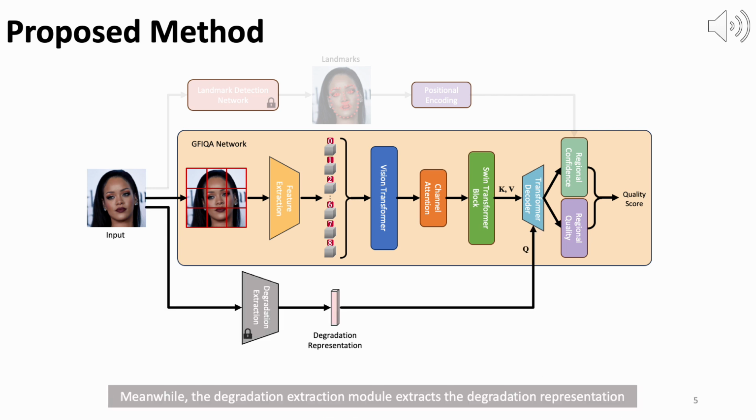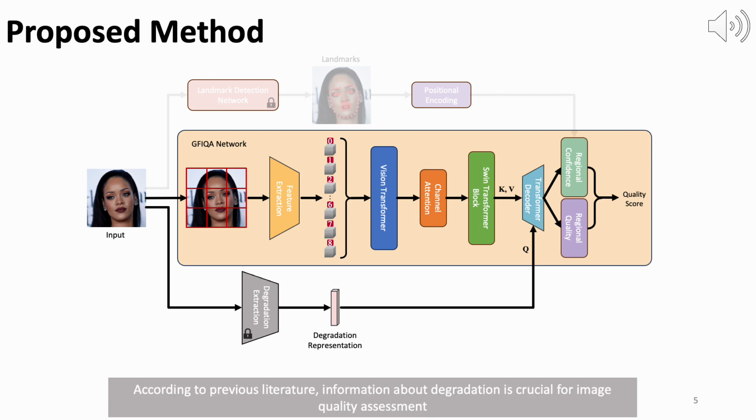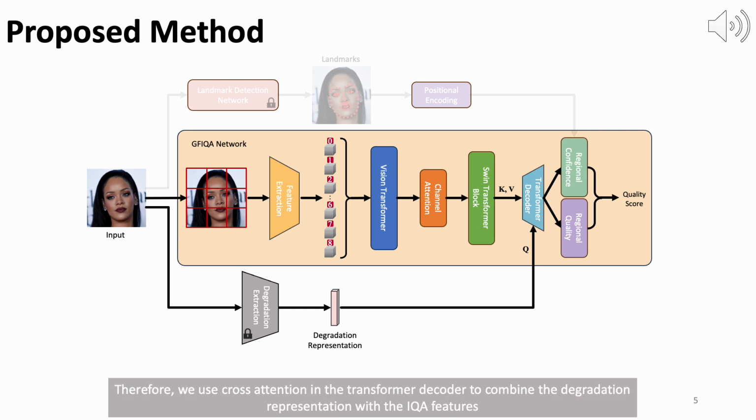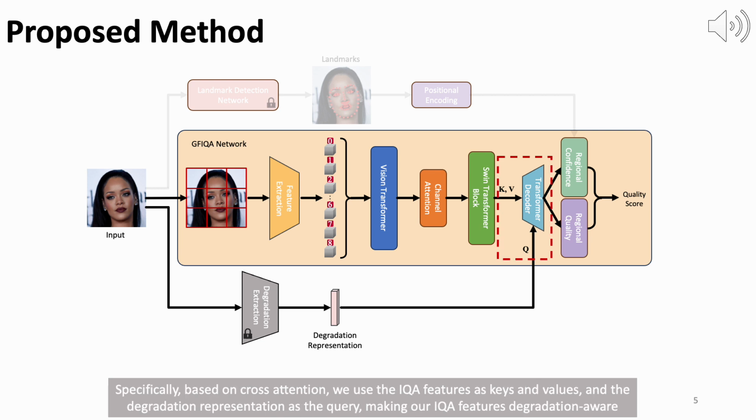Meanwhile, the degradation extraction module extracts the degradation representation. According to previous literature, information about degradation is crucial for image quality assessment. A reliable degradation representation can provide good guidance for IQA. Therefore, we use cross-attention in the transformer decoder to combine the degradation representation with the IQA features. Specifically, based on cross-attention, we use the IQA features as keys and values, and the degradation representation as the query, making our IQA features degradation aware.